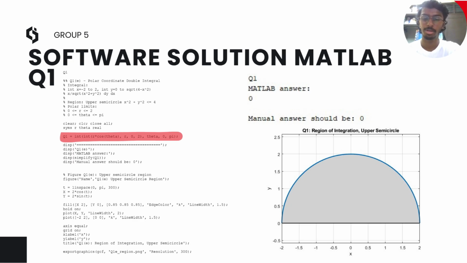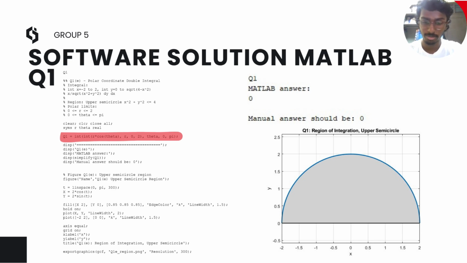For question 1, the manual calculation answer is 0. So the purpose of the MATLAB simulation is to verify the manual answer and also show the region of the integration. First, we identify the region from the given limits. The region is the upper half of the circle with the radius 2. Because of that, the polar coordinates are suitable for this question.